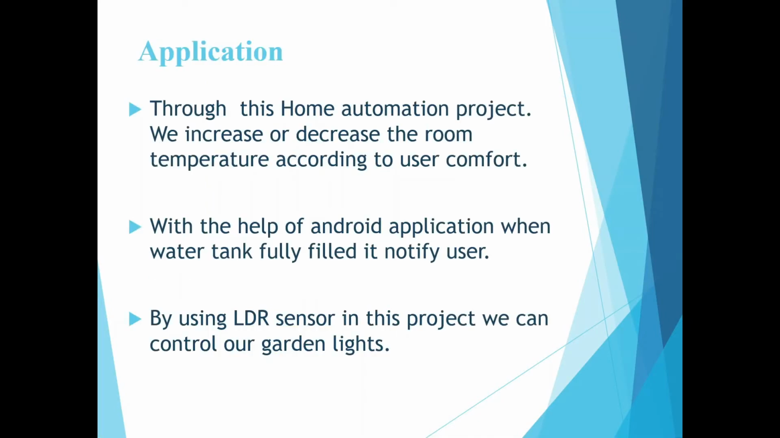The major three applications of this project are: through this home automation project, we increase or decrease the room temperature according to the user comfort. Second, with the help of an Android application, when the water tank is fully filled, it notifies the user. And the last one, by using an LDR sensor in this project, we can control our garden lights.